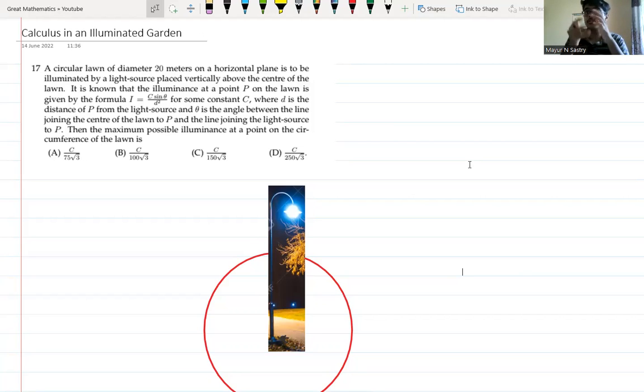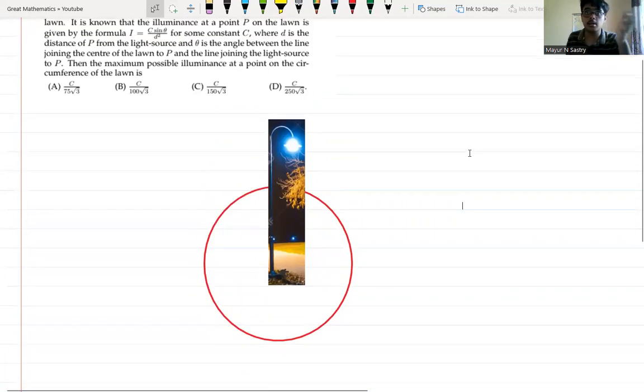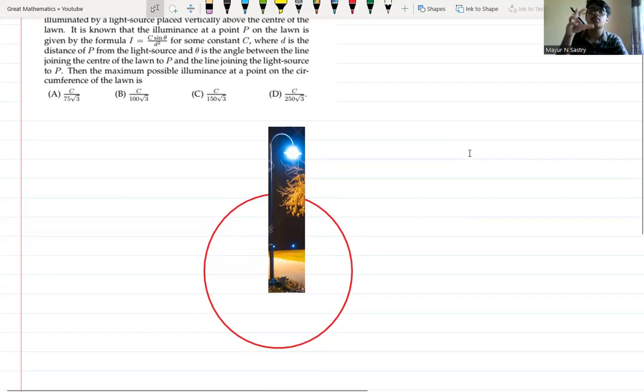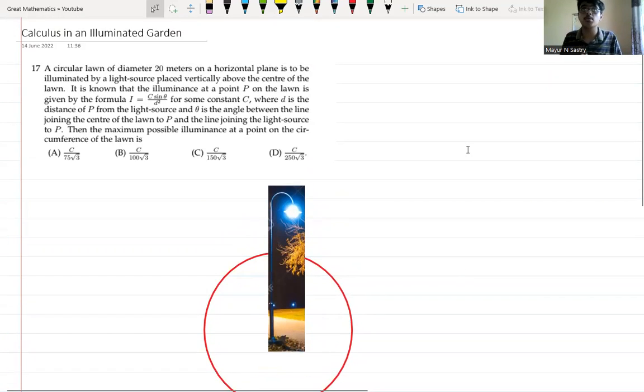So as you can see, here is the diagram. There is this circular garden which I have drawn over here in color red, and there is this lamp which is placed vertically above the center of the lawn if you visualize this in 3 dimensions. So let us start. Now the first thing we need to do is decode this problem part by part. So let us write down what is given. So it is given that the diameter of the garden is 20 meters. So we can as well say that the radius is going to be 10 meters.